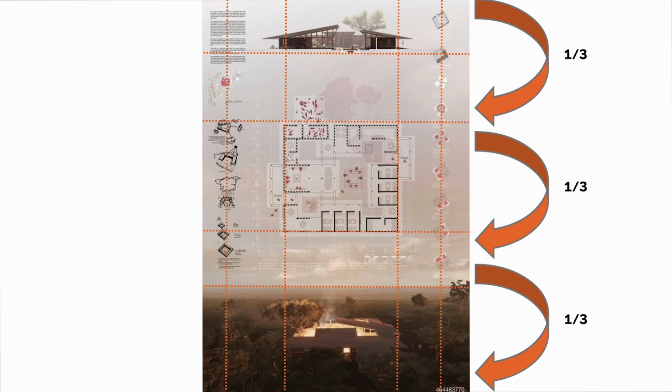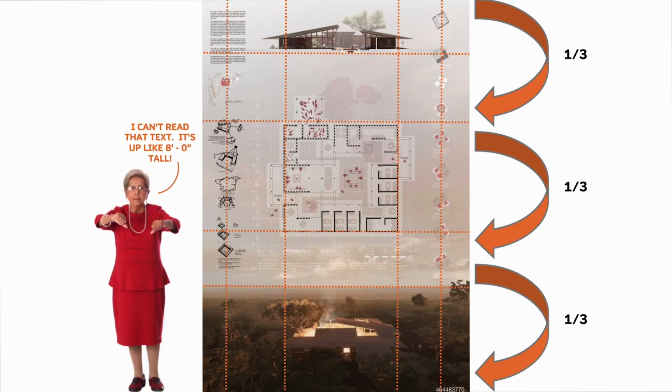And then another common thing is a lot of students and professionals like to divide their board into 3 chunks, and these 3 chunks help classify types of information. So our bottom chunk, we have a render. In the middle, we have a floor plan and diagrams, and on the top, we have more administrative things like some text and a map, and a little elevation.